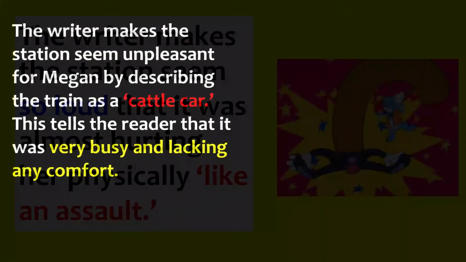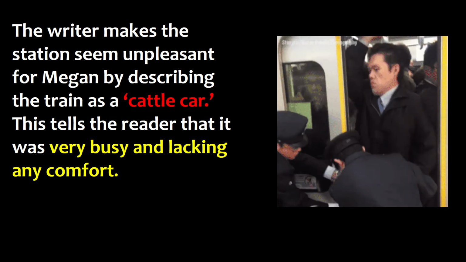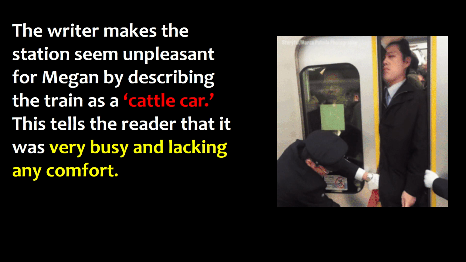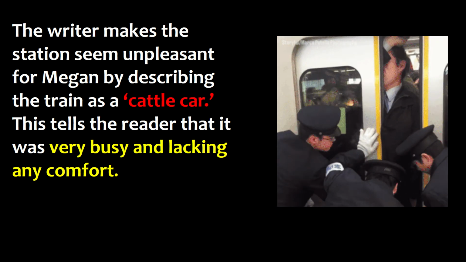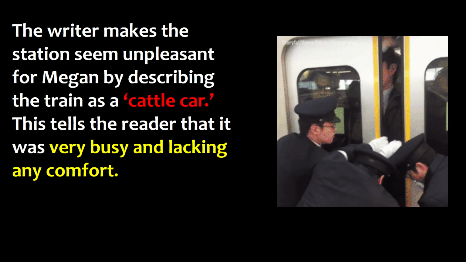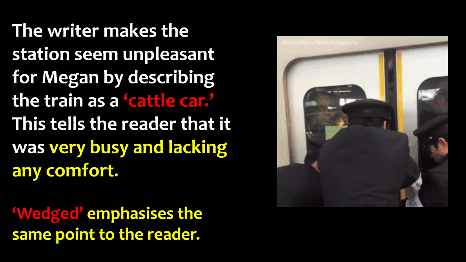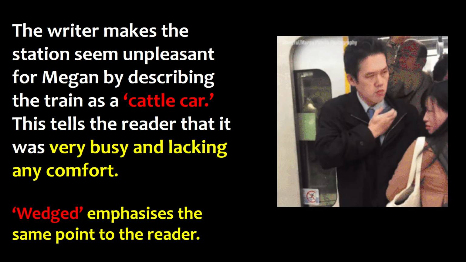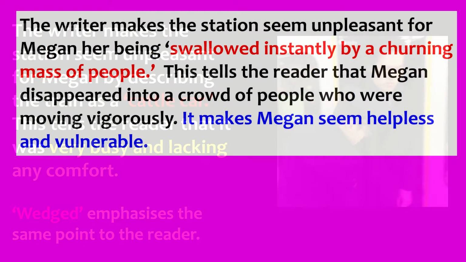Okay, another one is they describe the train as a cattle car. The writer makes the station seem unpleasant for Megan by describing the train as a cattle car. This tells the reader that it was very busy and lacking any comfort. If you look at this GIF here, that's how it feels like you're being packed in almost like animals. If you wanted to, you could zoom in a little bit on cattle and say it feels like the people on the train are almost being treated like animals, where they get no food or drink and they're all packed in. And I've also put another quote in, wedge emphasises the same point. So even though I'm making the same point, remember the examiner wants quotes, so I've almost got 2 quotes here in one explanation.